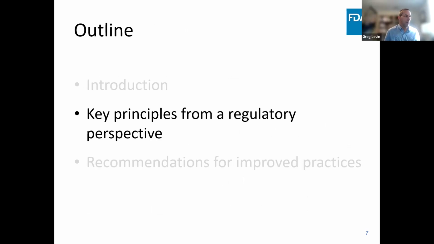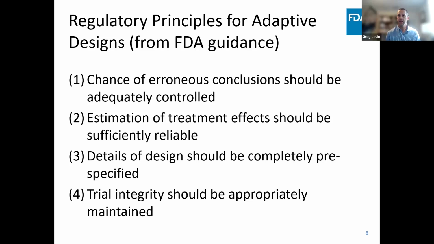So I'll touch on some of the core principles in the adaptive design space. These are the principles that are emphasized in the adaptive design guidance, and I'll go through each one of these in a bit more detail in the coming slides. The FDA guidance emphasizes 4 principles. The first being control of the chance of erroneous conclusions. The second being the reliability of treatment effect estimates. The third, the adequacy of the pre-specification of the design, and then the fourth, maintaining trial integrity.